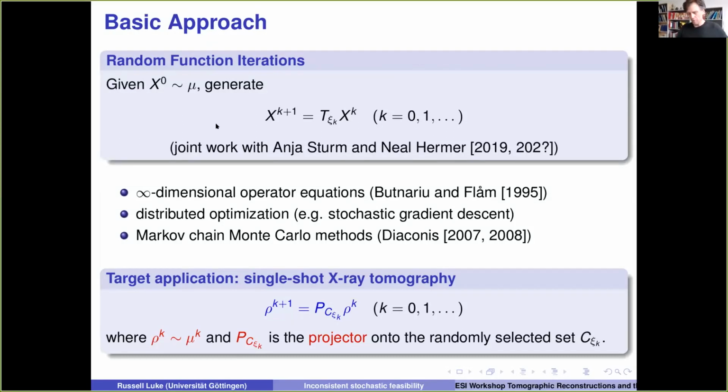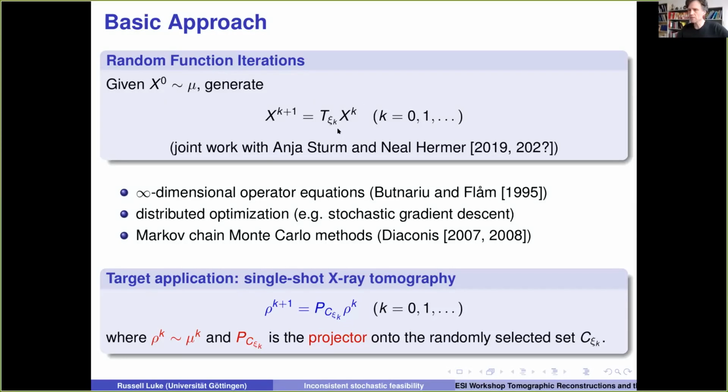And so with this sort of stochastic feasibility model, we're approaching this as random function iterations. So the first step in this research is to at least frame the issue of what exactly I'm computing here. And with random function iterations, you start with some random variable with a given distribution mu, and you generate then a sequence of random variables. And the T_k is just a random selection of a mapping indexed by the X's at iterate k, and you just apply that mapping to our current random variable x_k.